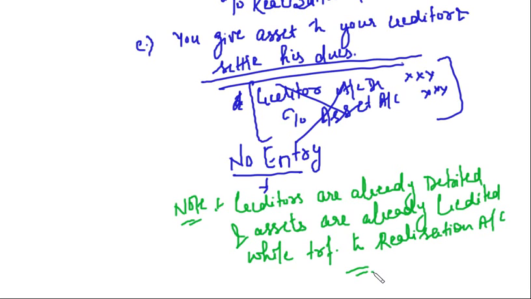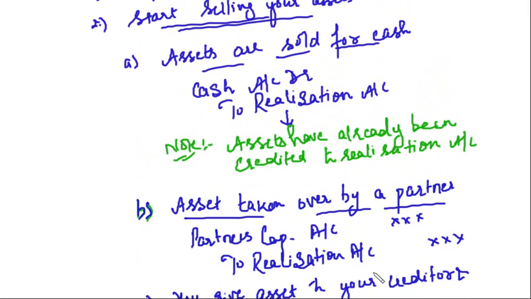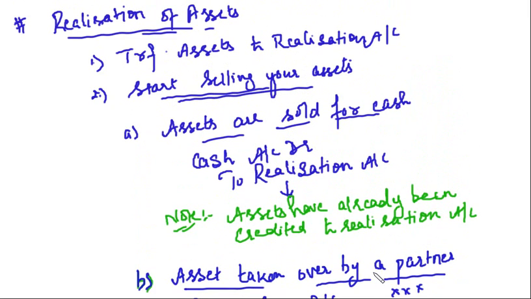Clear, friends? So now we say that in case we give the asset to the creditors and we are not selling the asset in the market, in that case there will be no entry. There is a transfer of asset to settle the liabilities. We have already debited the creditors, we have already credited the assets. Why will we do it twice? So there will be no entry in this case. So the three cases are clear related to realization of assets.